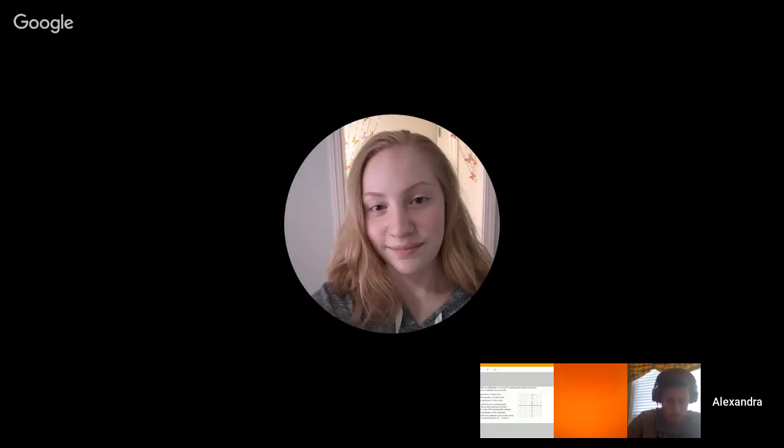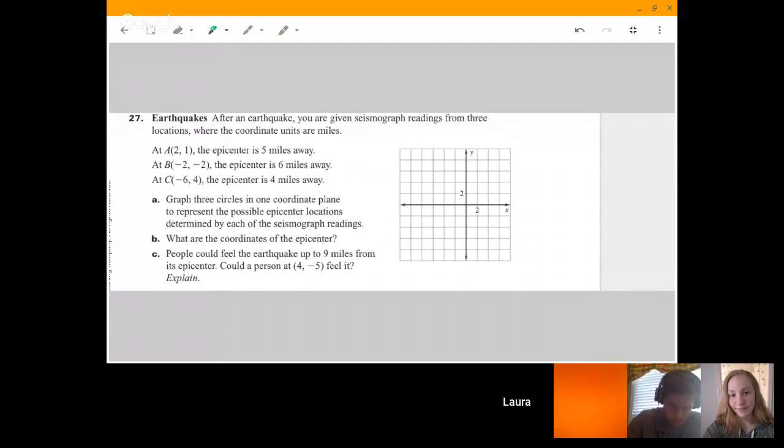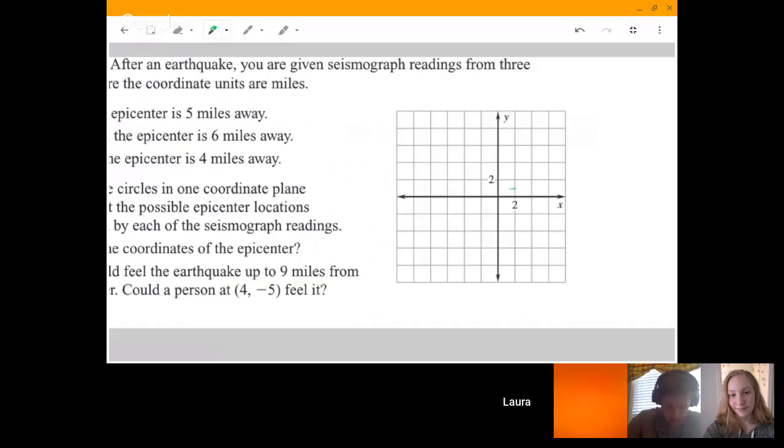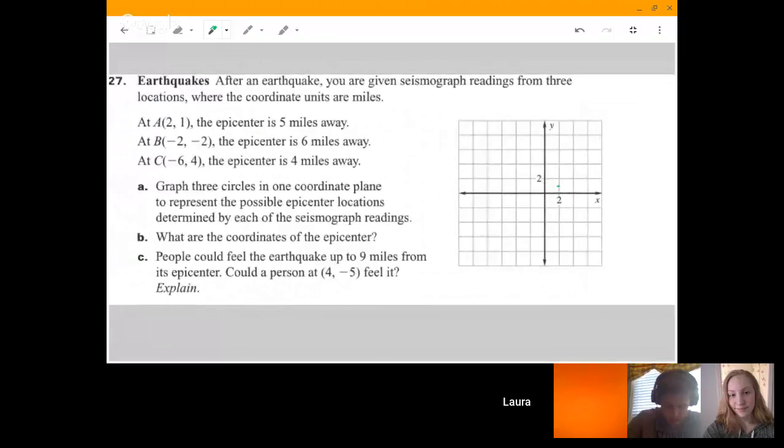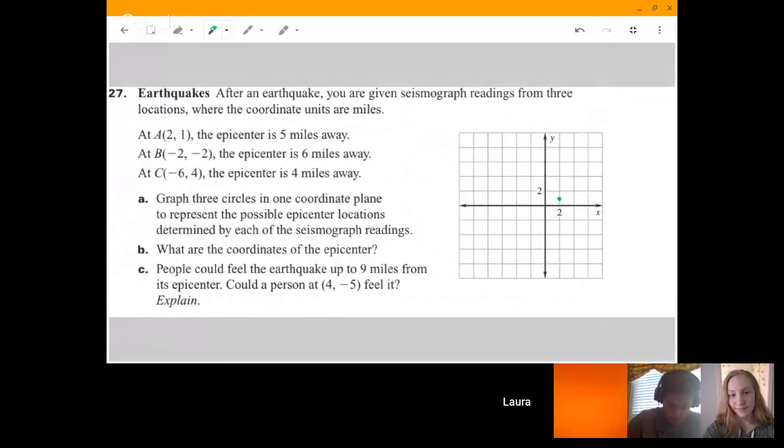Yeah. Okay. So 2, 1, and it's counting by 2s on this graph. I'm going to make it bigger. There we go. All right. 2, 1, and then 5 miles. So 5 miles in every direction. 4, 6. 5, 2, 4, 5. This is going to be so messy.